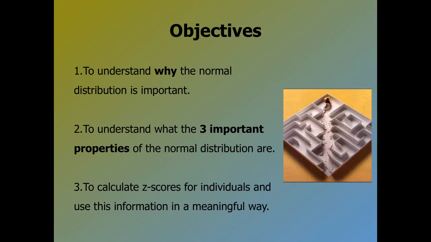So what are our objectives for today? Number one, you need to understand why the normal distribution is important. We pretty much use it everywhere in statistics. Number two, understand what the three important properties of the normal distribution are, and also you're going to learn how to calculate z-scores.